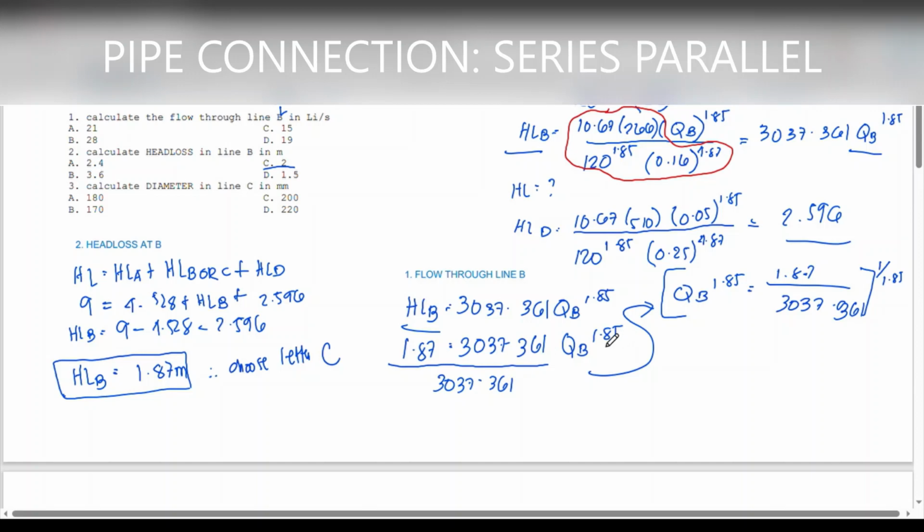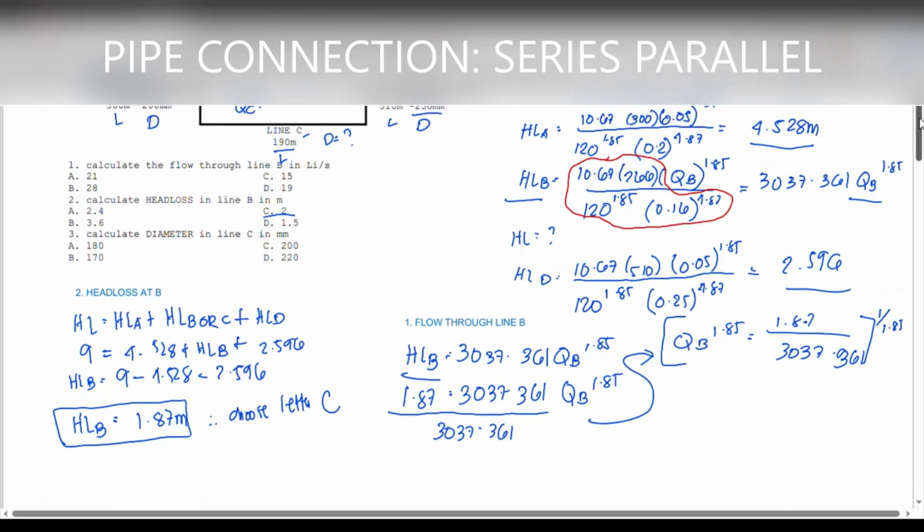1.85. That is to limit our use of shift solve, since we all know that in the CE board exam, the calculator is very crucial. So as much as possible, if you can simplify the equation further, we have to utilize that, so that we will not be depending so much on our shift solve function. So our QB now is equal to 0.0184 cubic meter per second.